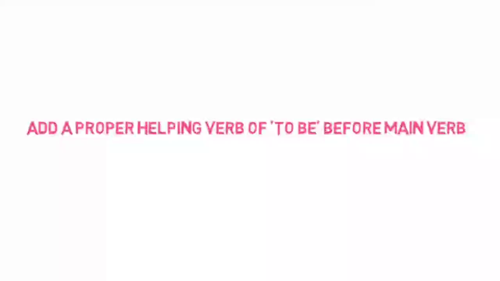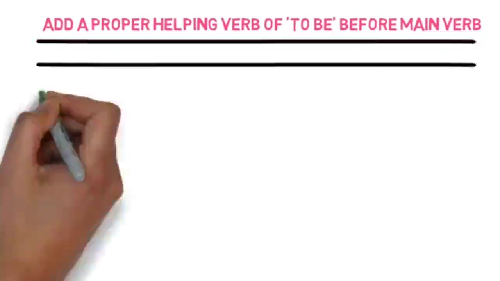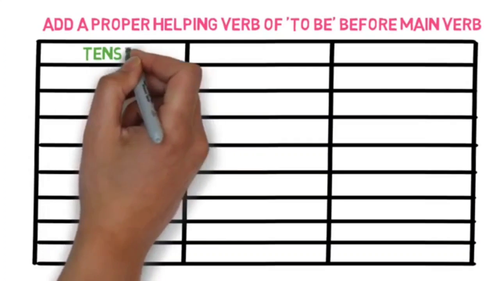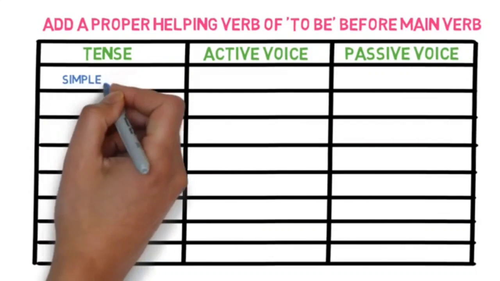We need to add the proper helping verb of to be before the main verb. The helping verb is decided based on the tenses. Children, let's see all the tense forms with the main verb. Let's look into the different helping verbs as per the tenses one by one, which we need to learn. First one is simple present tense.